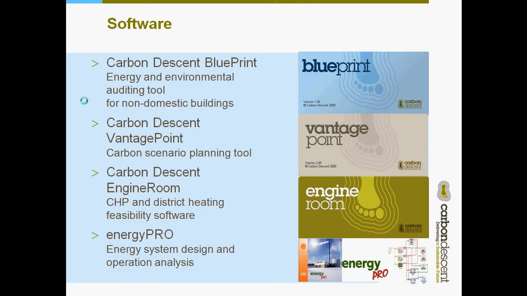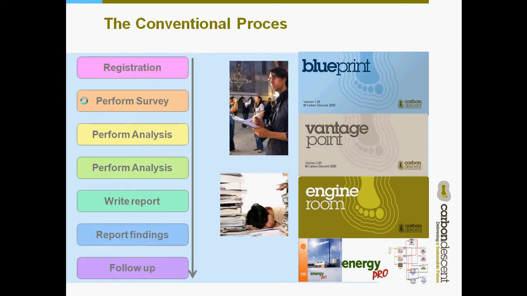Just what I'm going to do is a brief presentation and then I'm going to show you the software live. Carbon Descent is a company that produces and sells software and also sells consultancy associated with that software. Blueprint is one of four products that we sell and one of three that we produce ourselves. Energy Pro we are agents for in the UK.